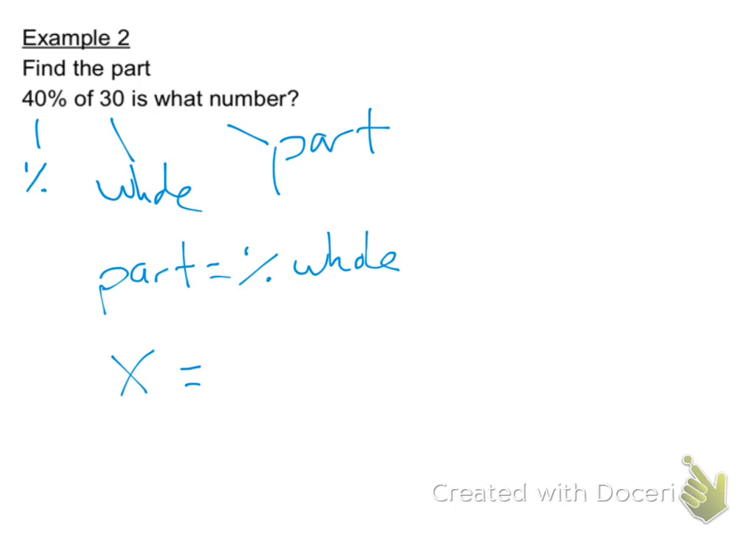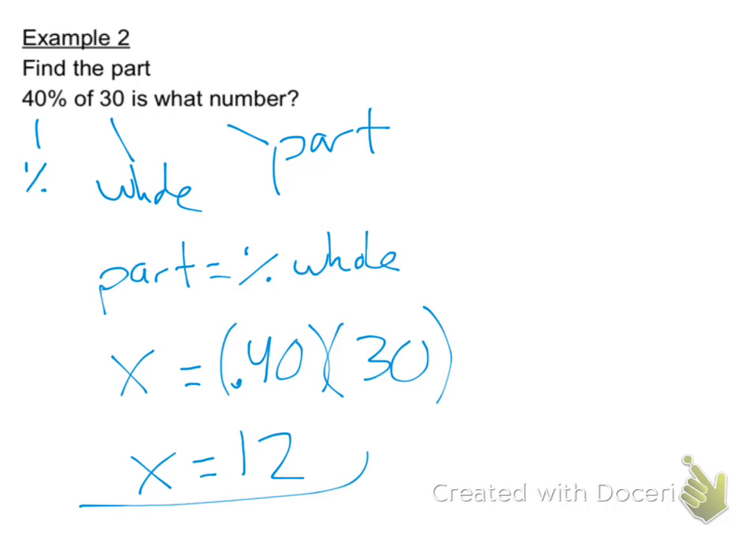It's 40, but we're not going to use 40. We're going to use 0.40 or 0.4. I'll put 0.40 for us. And then that is going to be times 30, because 30 was the whole. And what is 0.4 times 30? Take your calculator out, and you're like, oh, X is equal to 12? You're done.